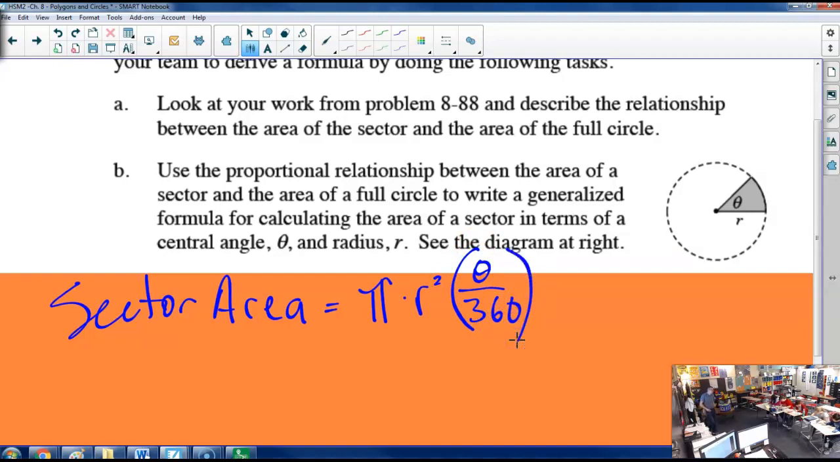Now, if you wanted to write this in a different manner, you could also make it theta times pi r squared over 360. The commutative property allows me to bump some things around. As long as we're still going to multiply by pi and still divide by 360, the order in which we do that doesn't really matter because multiplication is commutative.